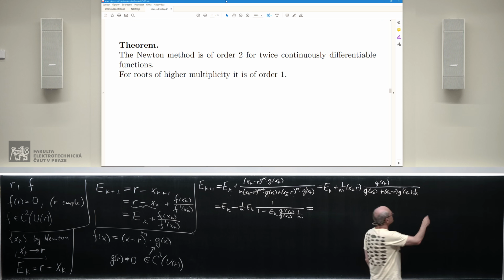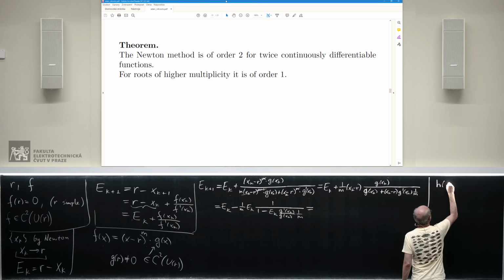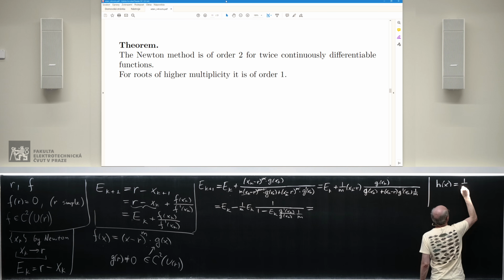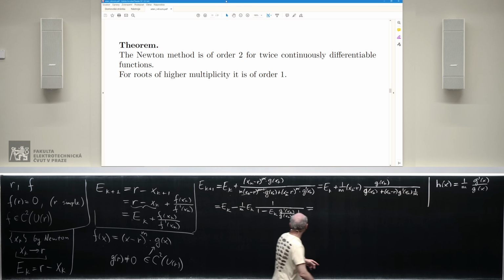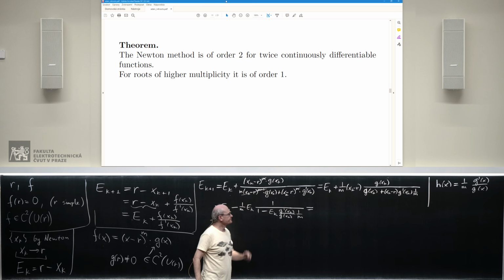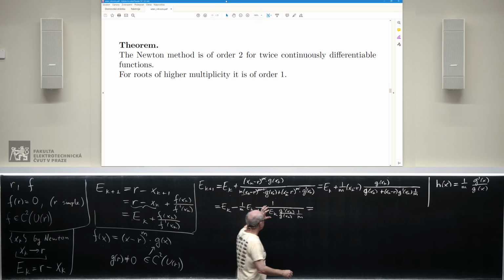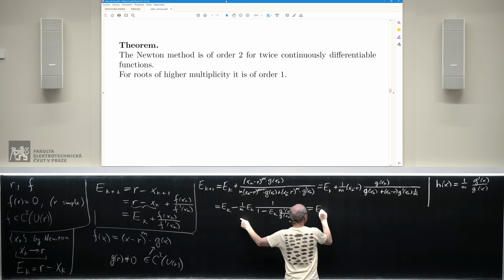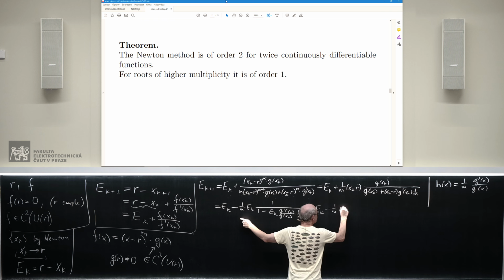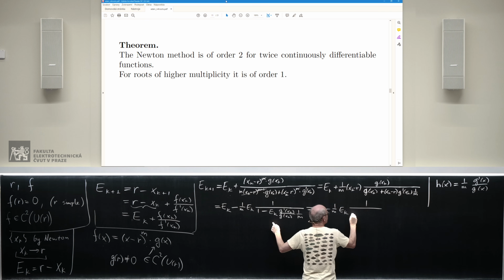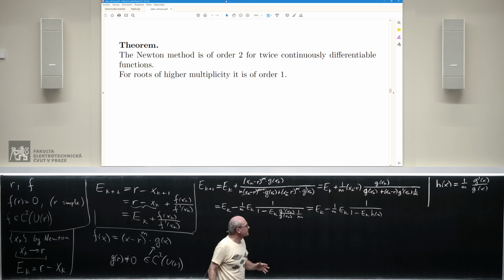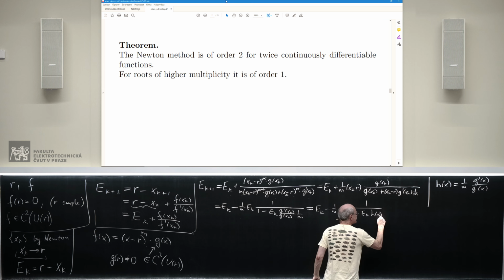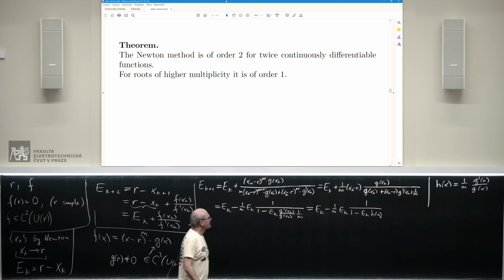Now, let's introduce some notation. Function h(x) will be 1 over m times g prime (x) over g(x). So essentially, this part over here. And therefore, I can write this as e_k minus 1 over m e_k times 1 over 1 minus e_k h(x_k). Just to make my life easier.